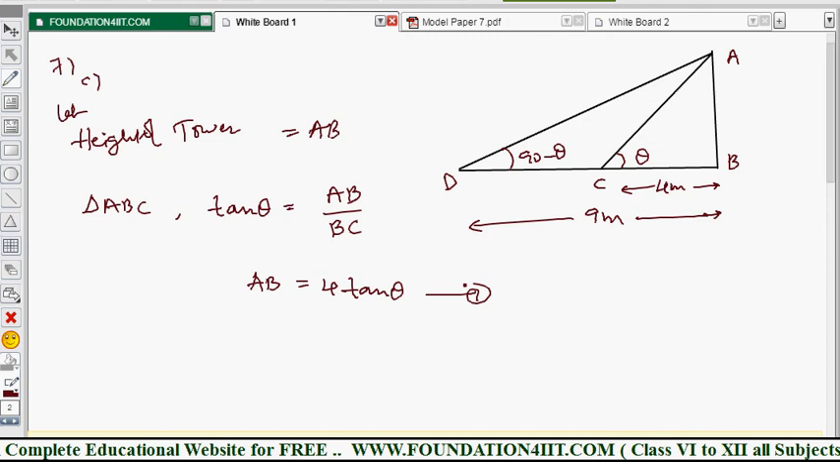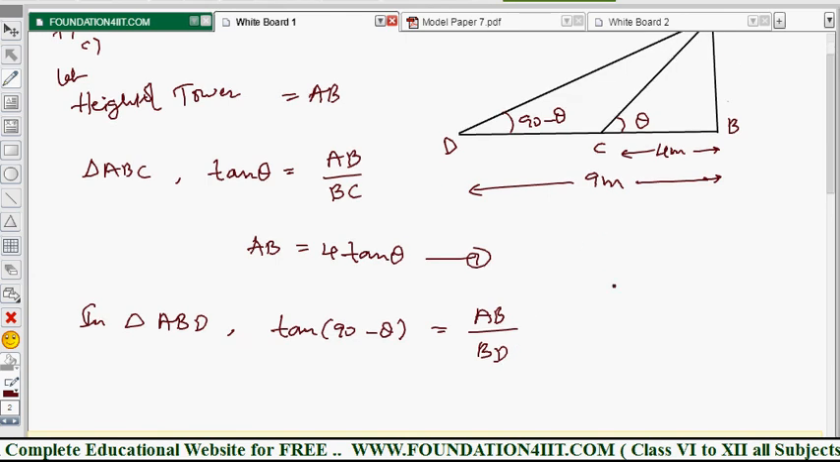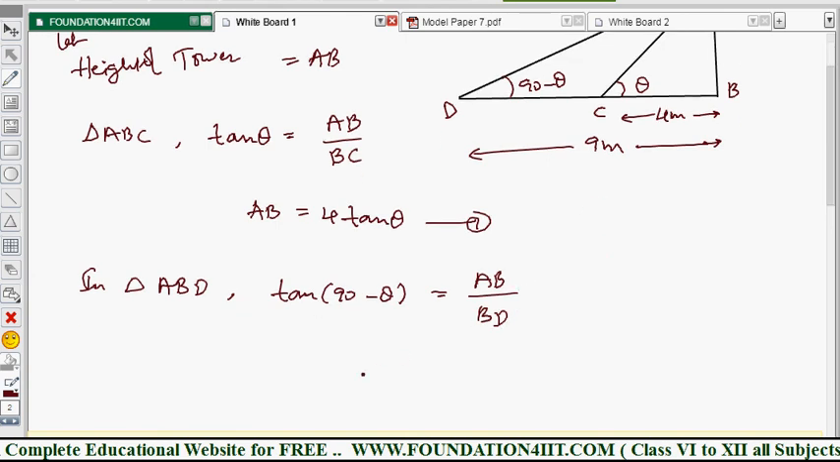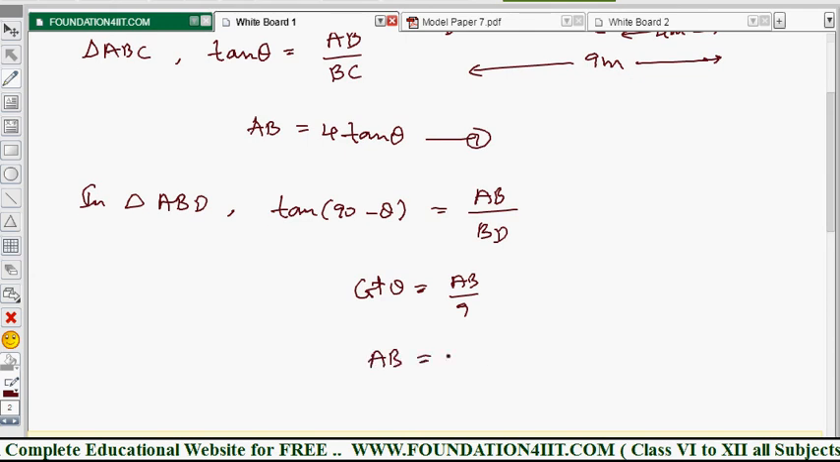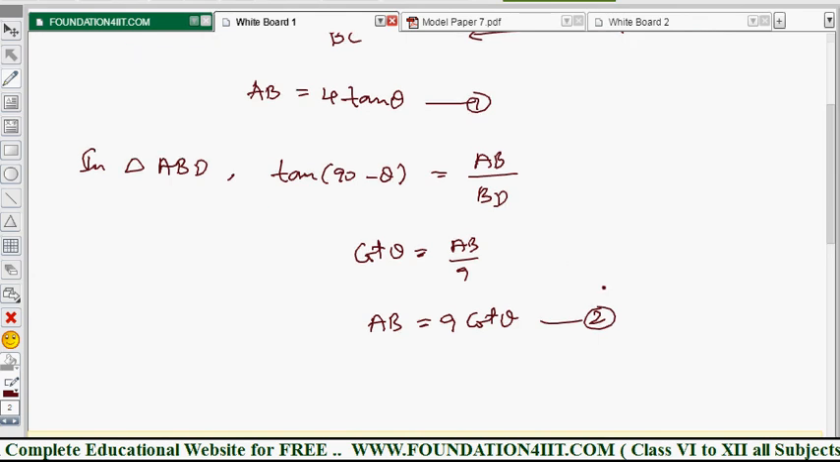Because for AB we take cross multiplication, the BC value 4 goes to the other side. And from one more triangle, ABD, we take the right angle triangle. So in triangle ABD, at this angle, tan of 90 minus theta: opposite is AB, adjacent is BD, so BD is 9 meters. Tan of 90 minus theta is cot theta, that is equal to AB by 9. So from this, AB is equal to 9 cot theta. Let this be equation 2.